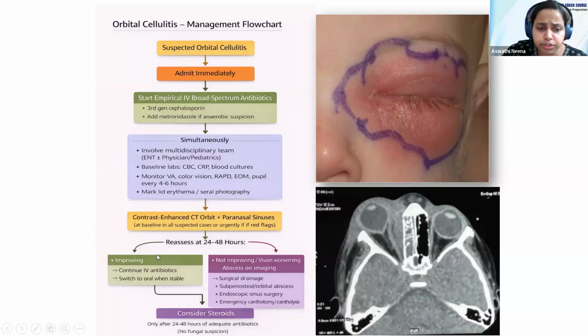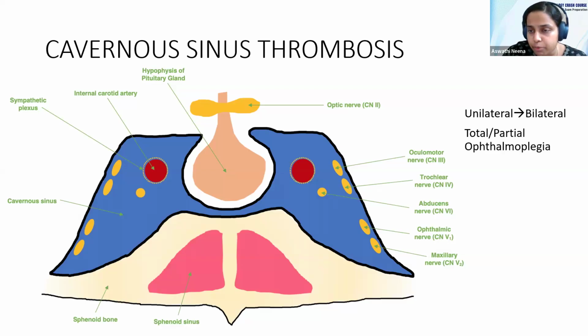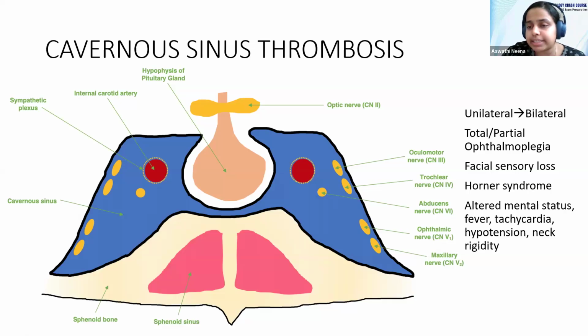Now, if the status is improving with IV antibiotics, then slowly we can switch to an oral antibiotic and even consider oral steroids, once we have ruled out fungal infections, after 24 to 48 hours of the antibiotic. One of the dreaded complications is cavernous sinus thrombosis. Therein you will have proptosis or the orbital inflammation becoming bilateral, and there will be total or partial ophthalmoplegia, facial anesthesia, Horner syndrome, and even altered mental status, fever, rigor, hypotension.